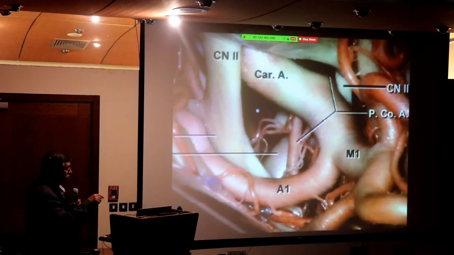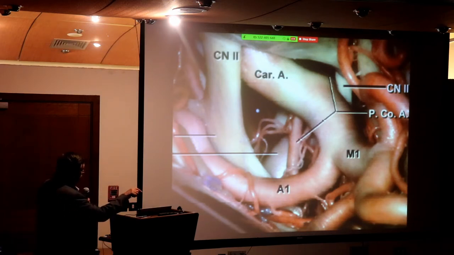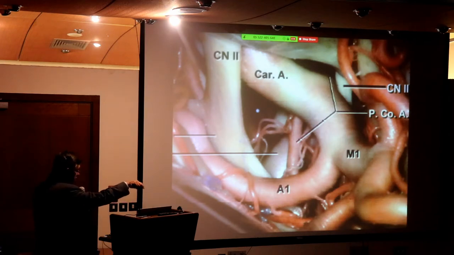This is what you see in the pterional approach, the frontotemporal approach. So the carotid divides into anterior cerebral and middle cerebral, and the middle cerebral is coming towards us in the Sylvian fissure.